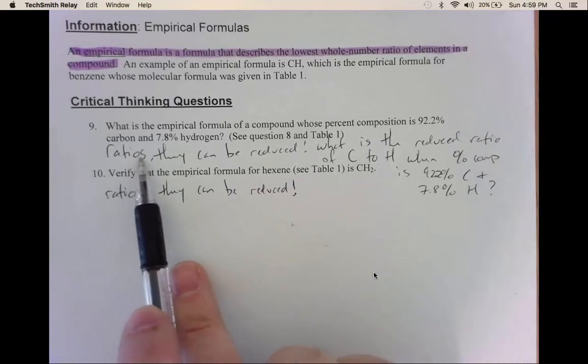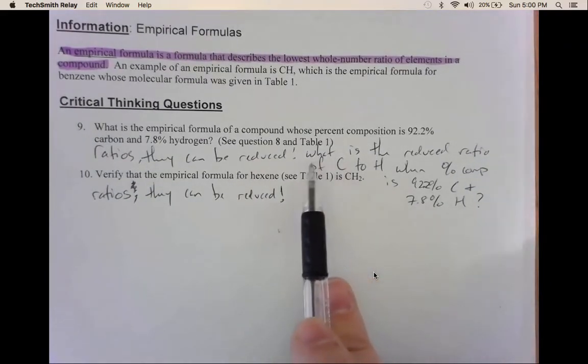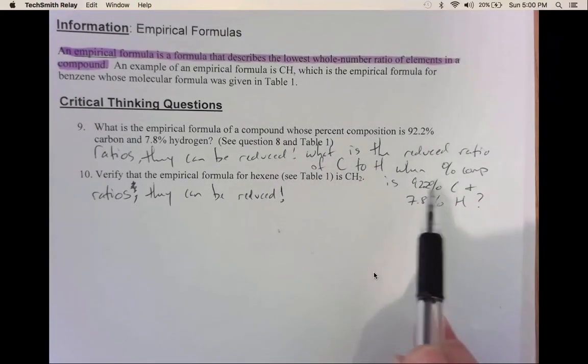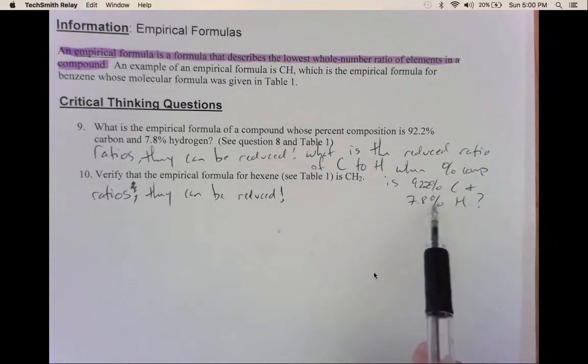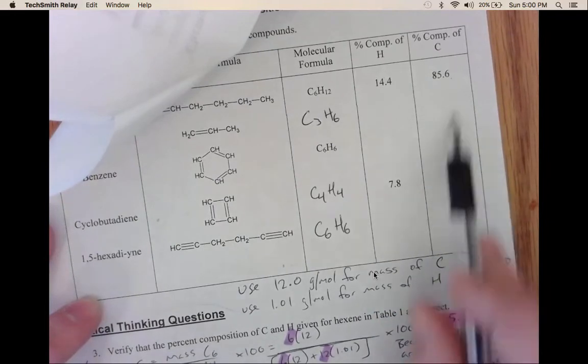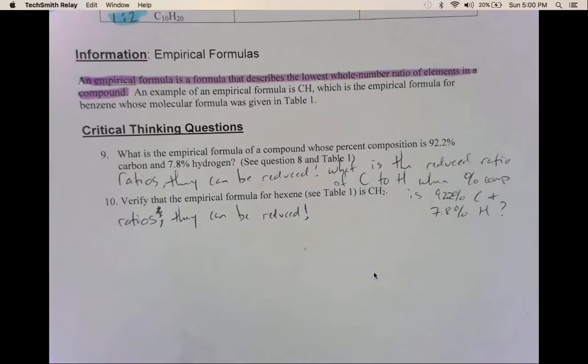So you need to think about the ratios. Remember, ratios can be reduced. So what you need to think about is, what is the reduced ratio of carbon to hydrogen when the percent composition is 92.2% carbon and 7.8% hydrogen? I guarantee you, if you look back at this table, table 1, you will find values of percent compositions of those values, and look at the ratio. What is the ratio of the empirical formula? Remember, empirical formula is the most reduced. So once you find that, reduce the formula.